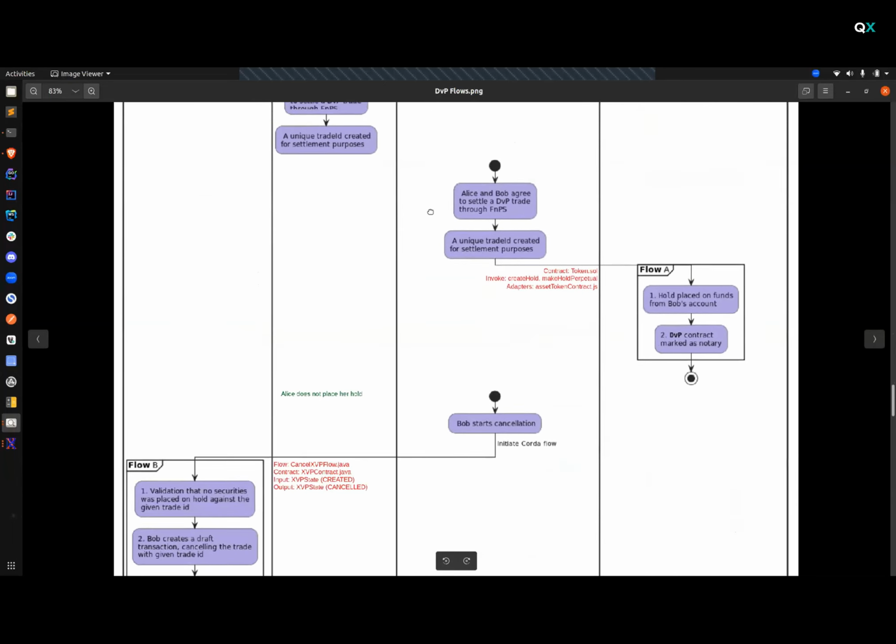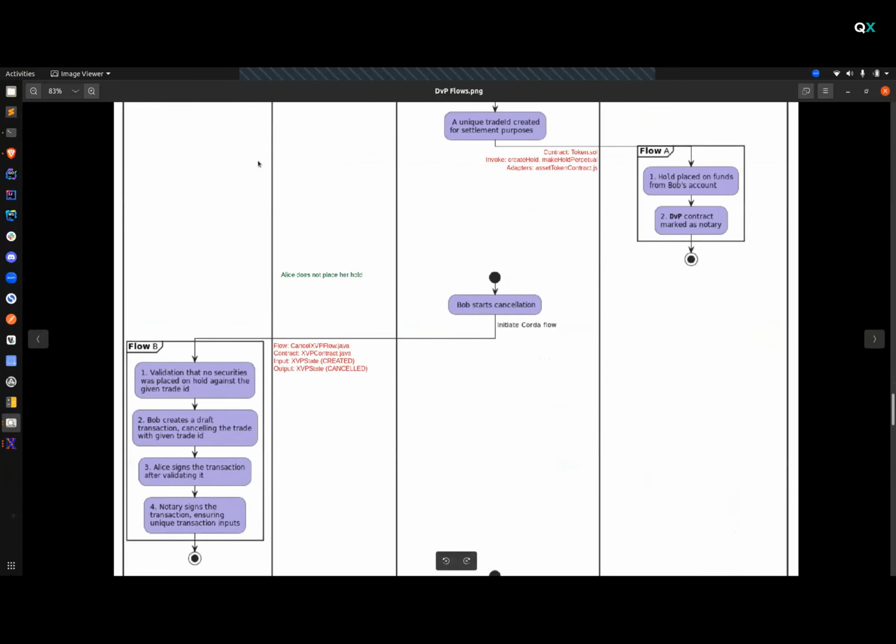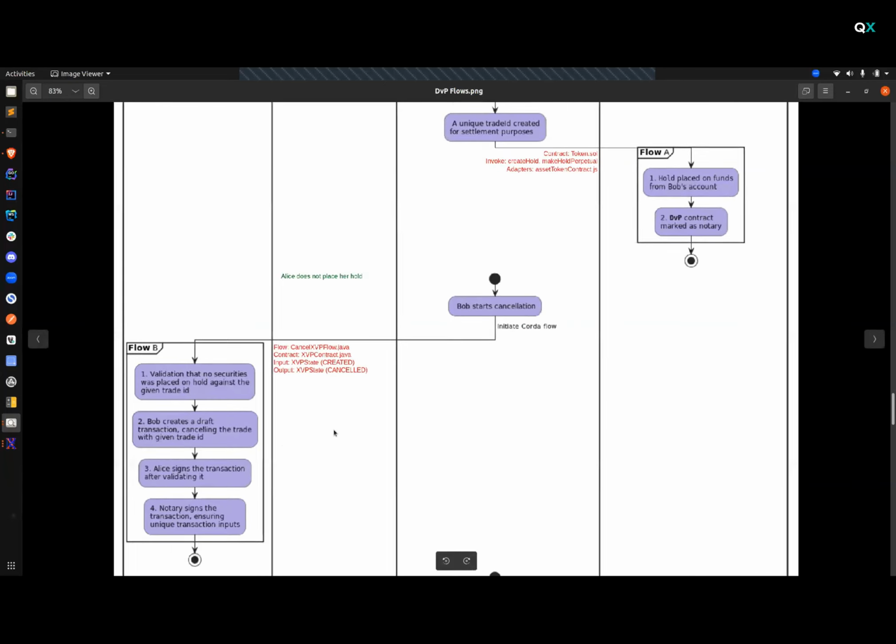Other way around, if the hold on Ethereum is placed and the Corda side does not place their hold, Bank B must be able to cancel via the Corda ledger. So it will initiate a Corda flow to cancel. The only thing that gets consumed here is the trade state, the XVP state, that must be in a created status. And we will output now a cancelled trade state. And this will be used later.